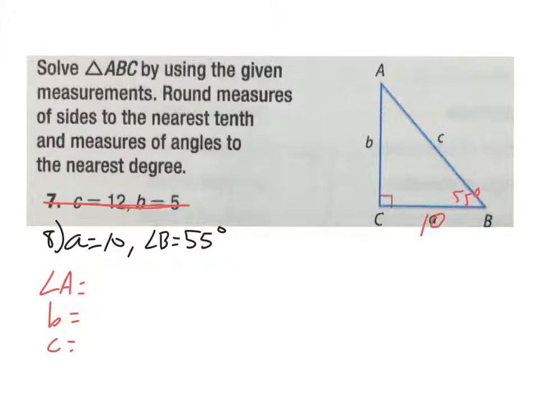Can you just do 90 minus 55? Absolutely. So what is angle A? 35 degrees. Okay, so angle A is 35 degrees, easy.